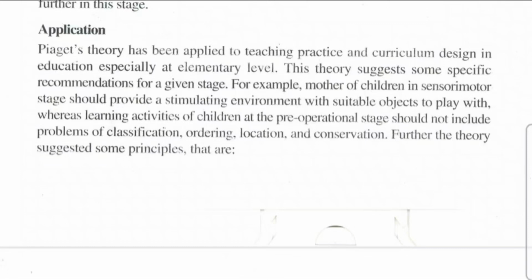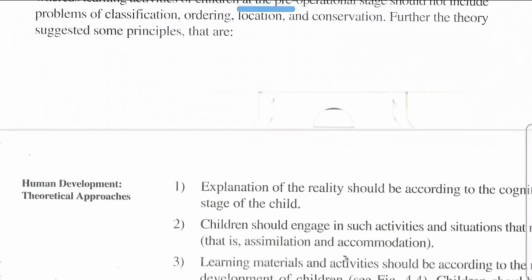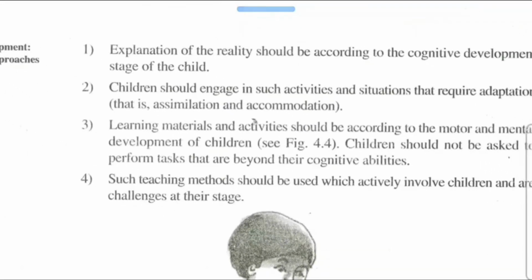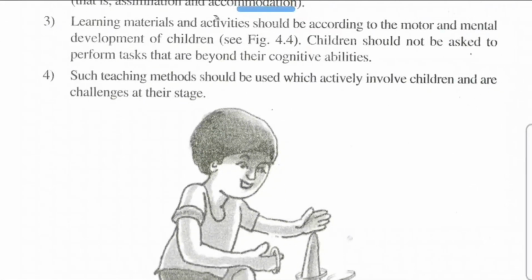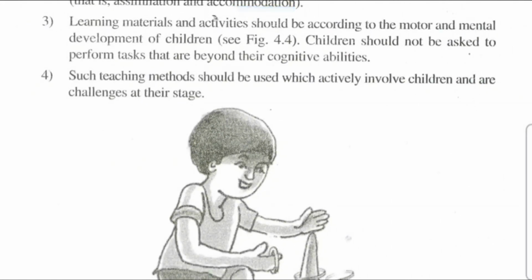Additionally, the theory suggests some principles. 1. Explanations of reality should align with the cognitive development stage of the child. 2. Children should engage in activities and situations that require adaptation, i.e., assimilation and accommodation. 3. Learning materials and activities should correspond to the motor and mental development of children, see Fig 4.4.